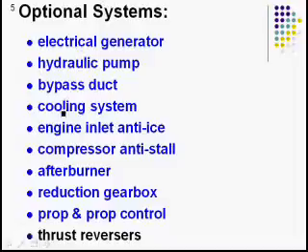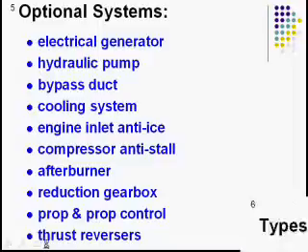So 1, 2, 3, 4, 5, 6, 7, 8, 9, 10. So a sample test question might be: name 11 of the 10 different optional systems that could be found on a jet engine. Okay, I'm just kidding. It'll just be 10 out of 10.